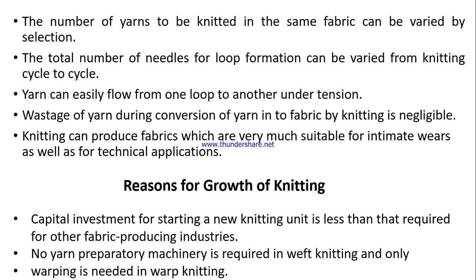Then yarn can easily flow from one loop to another under tension. Okay, so this happens due to the technology of interlooping effect. So one loop is actually transferred or gets access through the other loop, due to the tension in the yarn. So that I shall discuss later when I shall discuss about the knitting mechanism.